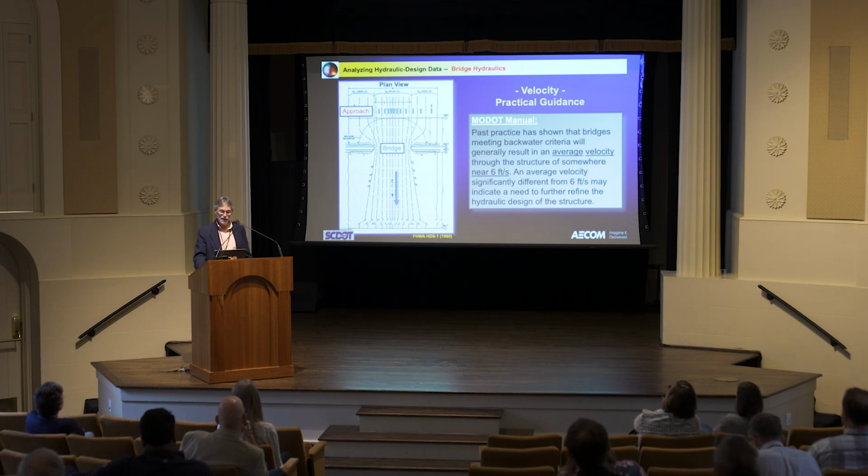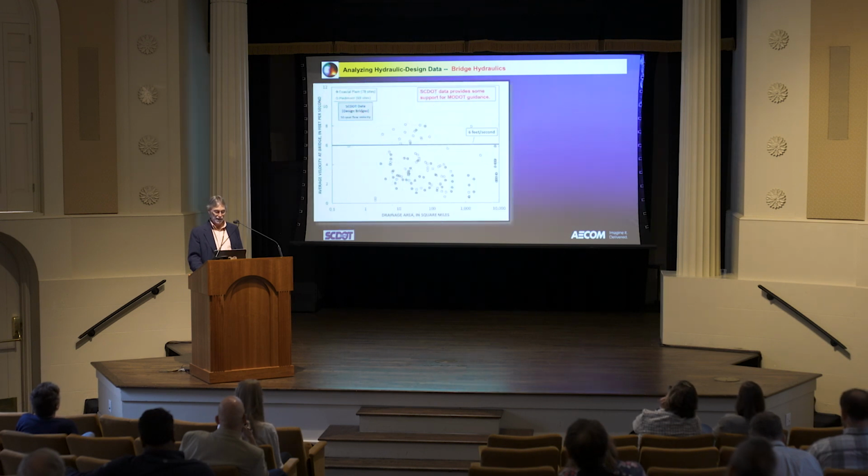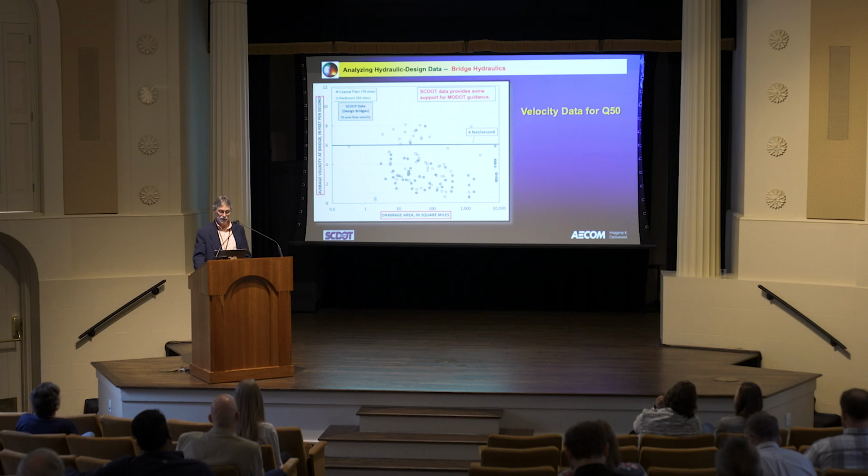A quote from the Missouri DOT where they found that most of their design bridges had velocities somewhere around 6 feet per second or less. And so we used that criteria, thought that was interesting, and plotted the velocities from design bridges, and this is design velocity versus drainage area. Again, not a strong relationship between those variables, but just showing that data.